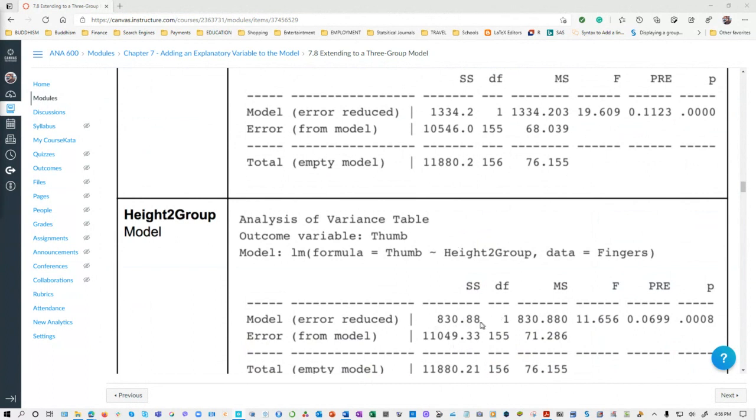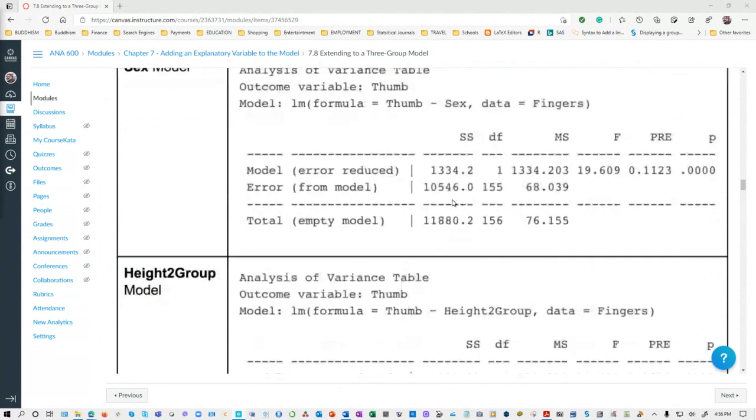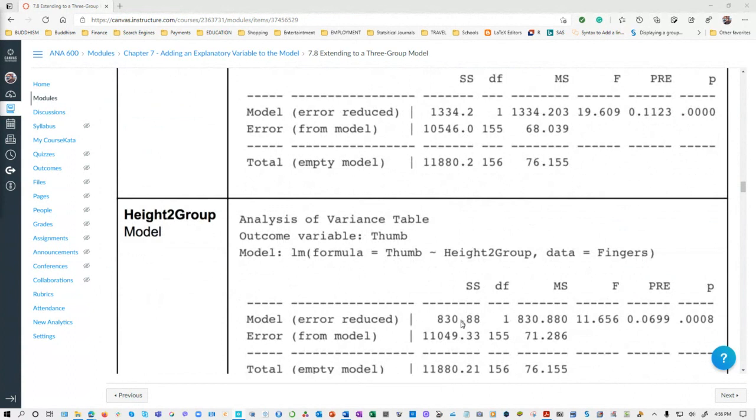Compare 830, sorry, I'm looking at the wrong one. These are large. If you compare SS, the sum of squared residual is reduced more by the model, or the sum of squared model is higher in this one. So is the PRE. Therefore this is the better model, the sex model.